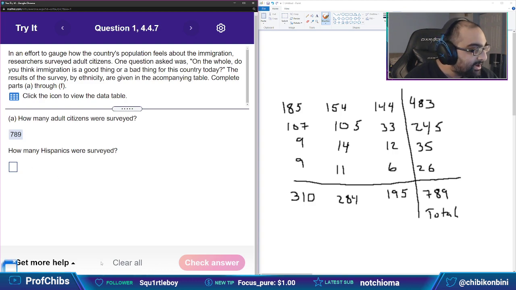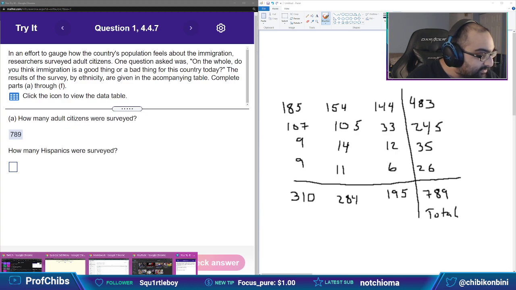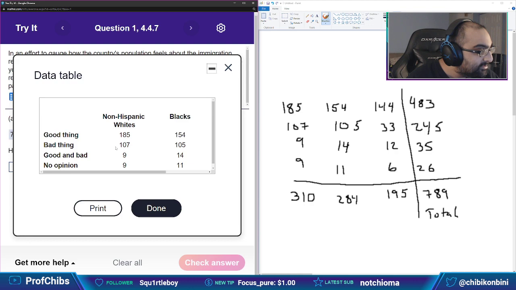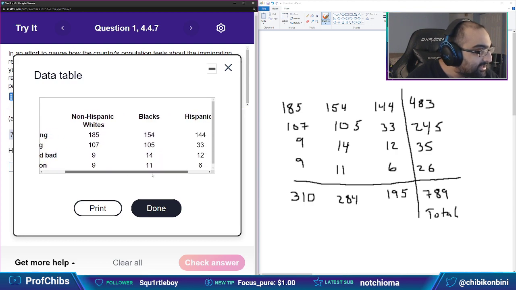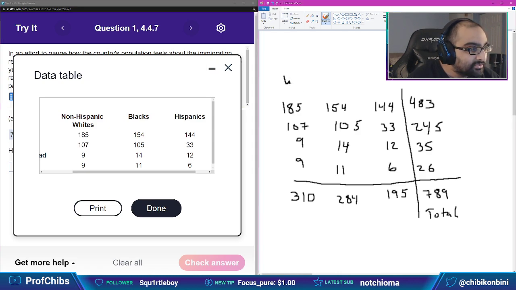All right. So how many Hispanics were surveyed? Let's go to our table once again. I kind of lost the table, so let's go back to it. What do we have here? So white, black, Hispanic. Okay.